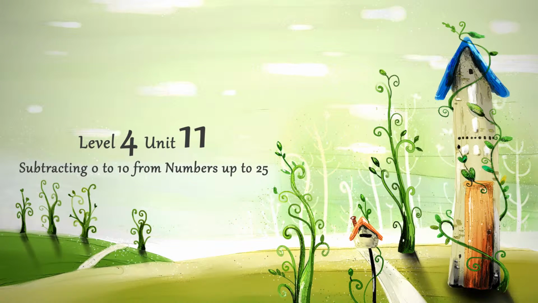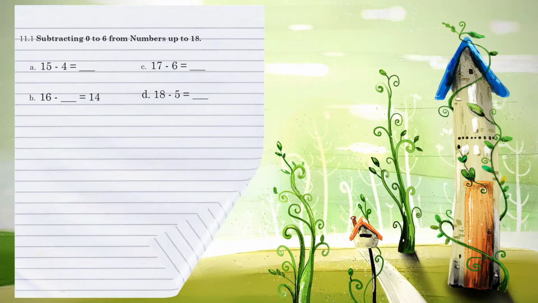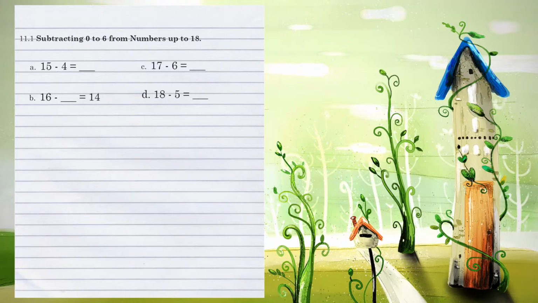Level 4, Unit 11, we're subtracting 0 to 10 from numbers up to 25. Unit 11.1, subtracting 0 to 6 from numbers up to 18. Let's look at example A, 15 minus 4.